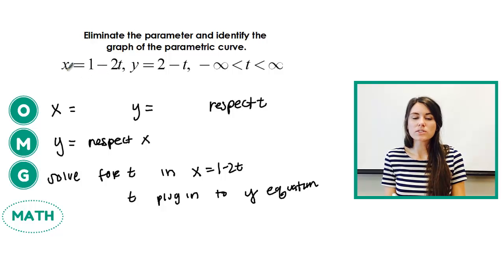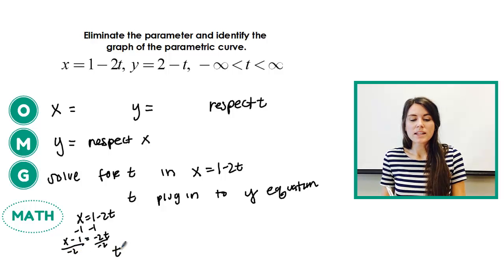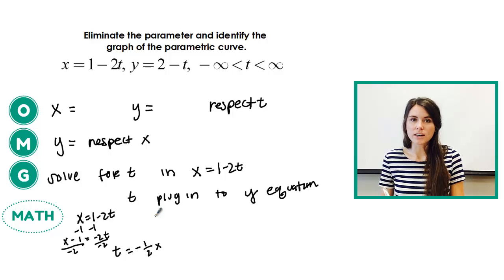So I'm going to solve for t in x equals 1 minus 2t. So x equals 1 minus 2t. I'm going to subtract 1 on both sides. x minus 1 equals negative 2t. Divide by negative 2. Now if I divide x by negative 2, I'm going to rewrite that as negative 1/2 x, which would be the same as x over negative 2. This is just an alternate way to write it.